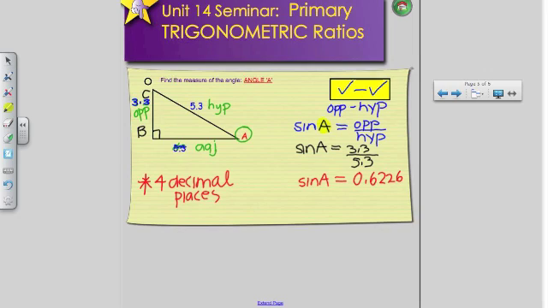So does that mean that angle A is 0.62 degrees? That's less than 1 degree. That sounds awfully small. That's not the case. There's an extra step when you're solving for angles. So I'm not interested in sine A. I'm interested in angle A.